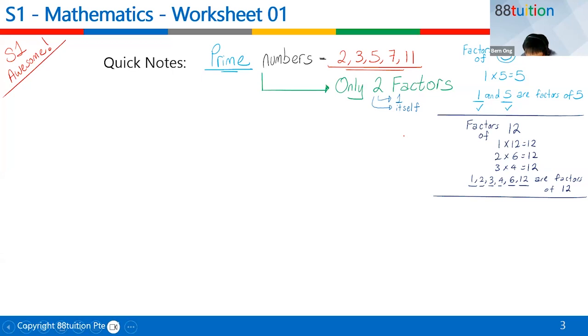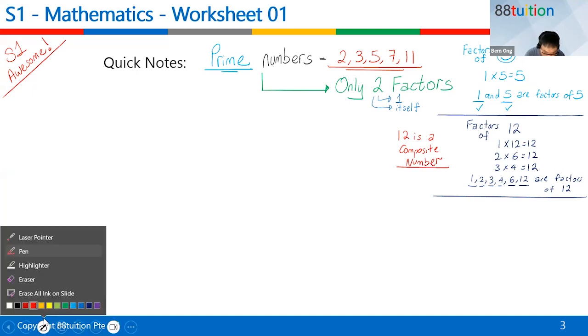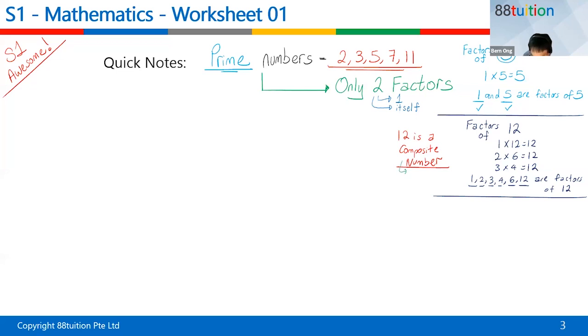The example: 12 is a composite number. Very good. All right. So what's the meaning of a composite number? A composite number is like the opposite of prime. It has more than two factors. That is the meaning of a composite number. Is that okay?